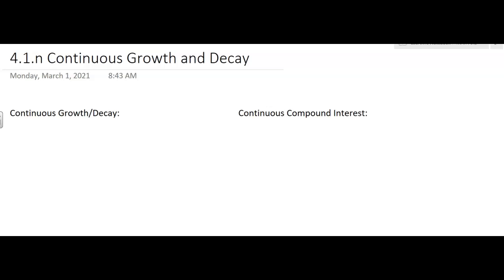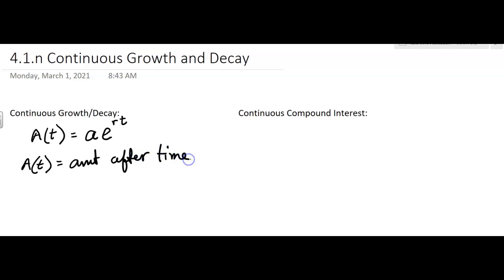Okay, so we're going to talk about a couple formulas. A growth decay formula says that the amount that you have after so much time is going to be A e to the rt. Now, let's talk about capital A first. A of t, that's the amount that you have after time, whatever the time is, okay?